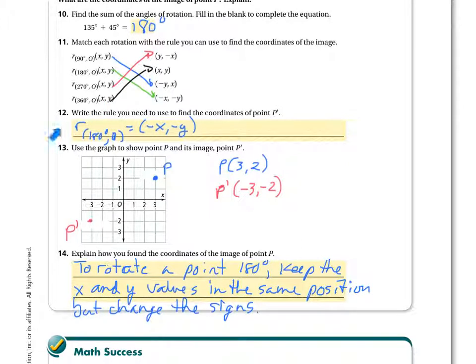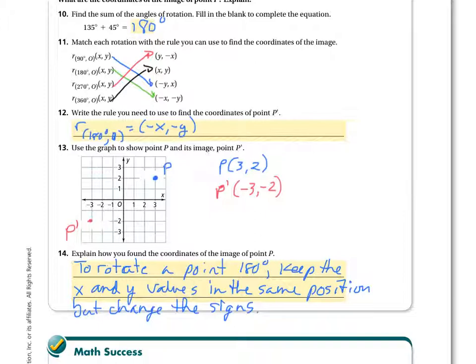So for our purposes here, we're using the rule lowercase r, 180 degrees about the origin, and we're going to keep the x and y in the same spot but change signs. So we let P be 3, 2. Keeping the x and y in the same spot but changing signs gives us negative 3, negative 2.